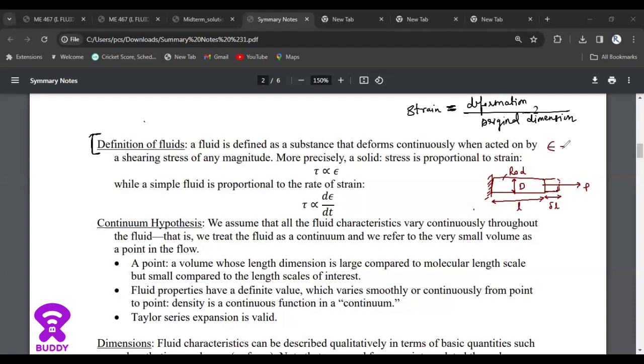So what is the strain? We denote it by epsilon, for example. That is the change in length over the original length. Getting my point? So that is strain. The stress is directly proportional to strain by Hooke's law.